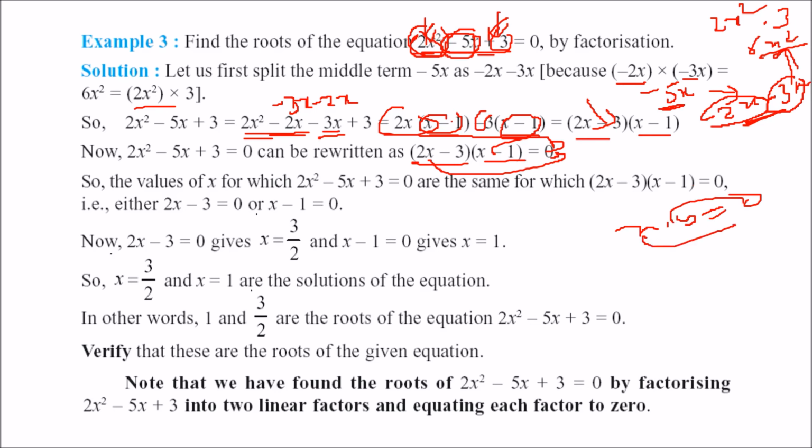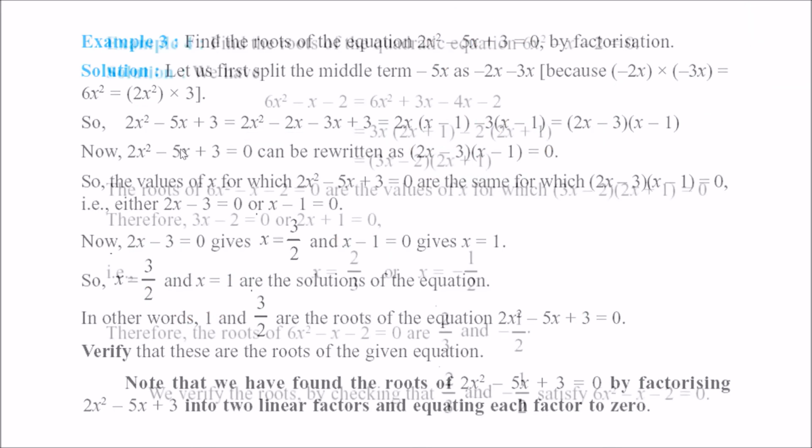So now what we can do, we can place 2x minus 3 equal to 0 and x minus 1 equal to 0. So this becomes x equal to 3 by 2. This gives x equal to 1. So these are the solutions of the equation. 1 and 3 by 2 are the roots of this equation. We can also verify, just place these in this equation and you will get the answer. We will get it as 0.